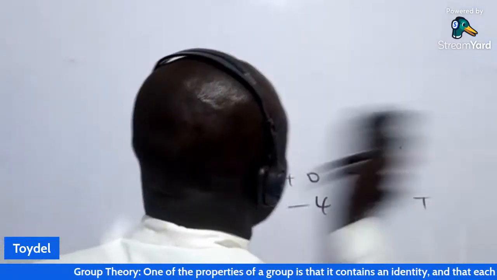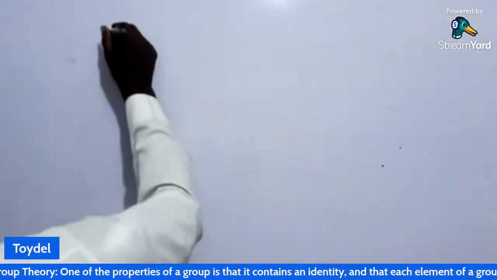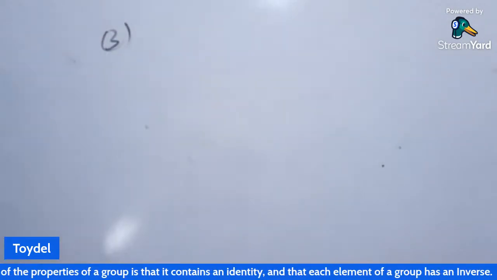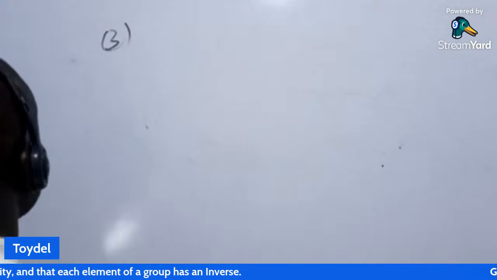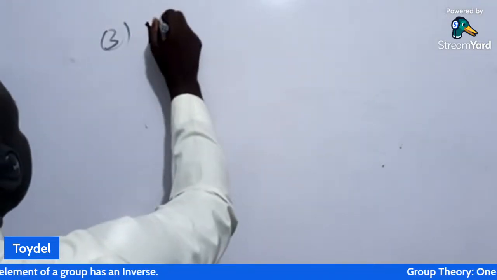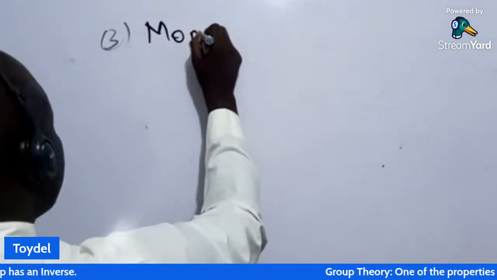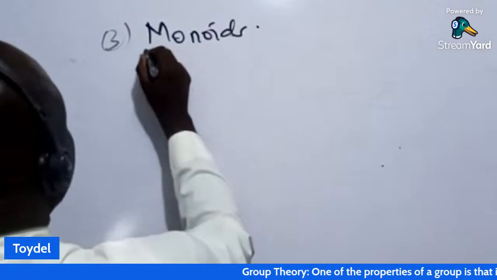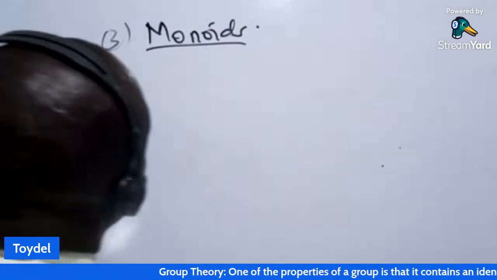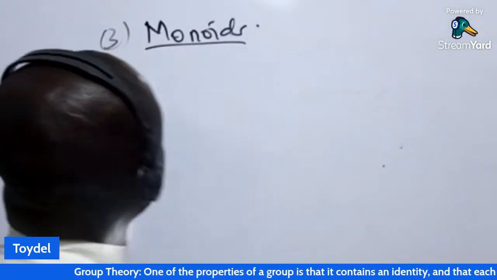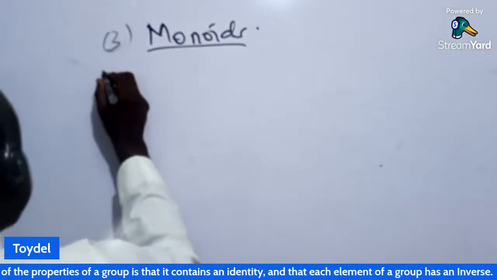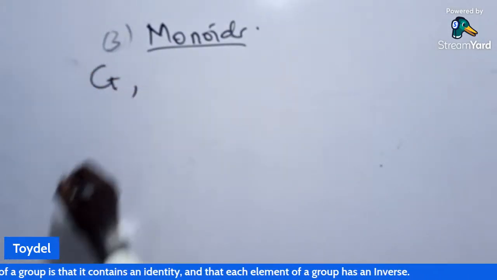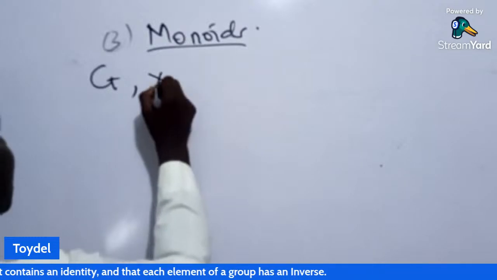Then I will introduce the third one, which is called the monoid. In the case of a monoid, there are three properties that we are going to check here. Let's say we are given a non-empty set G and a binary operation asterisk.